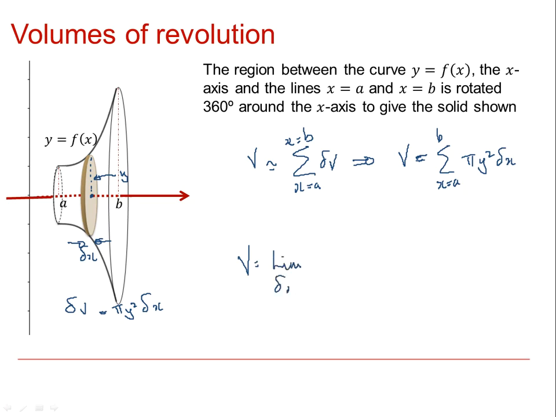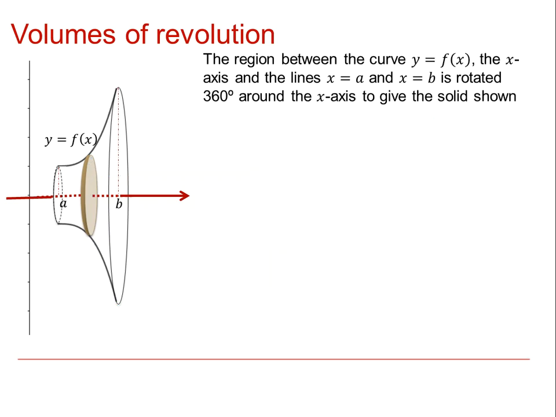The limit as delta x approaches 0 of the sum from x equal to a up to b of pi y squared delta x, and that summation in the limit becomes an integral. So we get the integral of pi y squared dx, x equal to a up to x equal to b. So notice there we've got pi y squared, but we're integrating with respect to x.